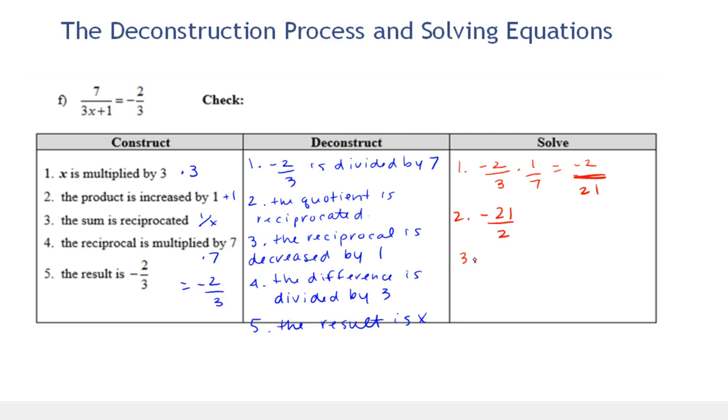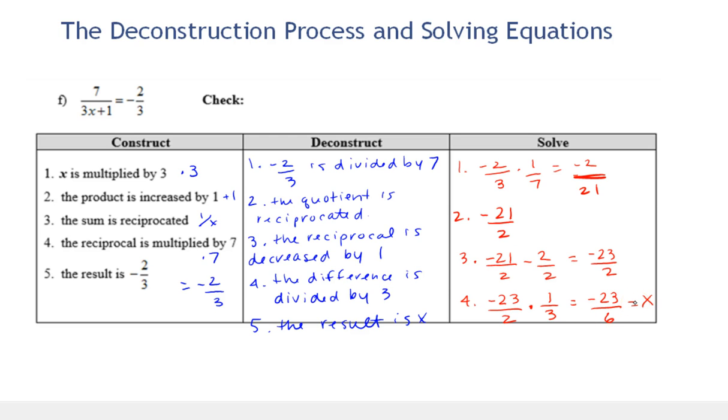Third, we're going to decrease the reciprocal by 1. So negative 21 over 2 minus 2 over 2, that's 1 written with a common denominator, equals negative 23 over 2. Next, the difference is divided by 3. So negative 23 over 2. Remember, dividing by 3 is the same as multiplying by 1/3. So that's negative 23 over 6, and this is our result. Again, we did that step by step. Putting this in one expression when you're reciprocating can get a bit messy.